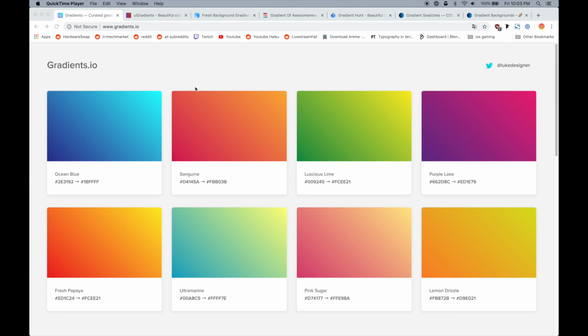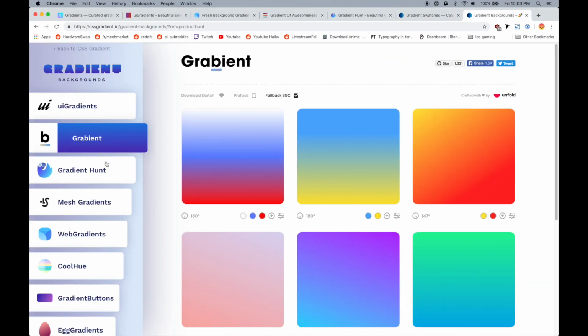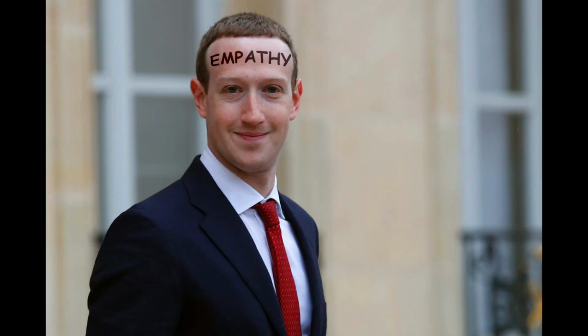And if you're looking to stand out from the crowd, make a curated list of gradients like these other 50 people did. Super useful stuff. And most importantly, don't forget to get the word empathy tattooed across your forehead, so that even though your algorithm is racist, you, yourself, are not.